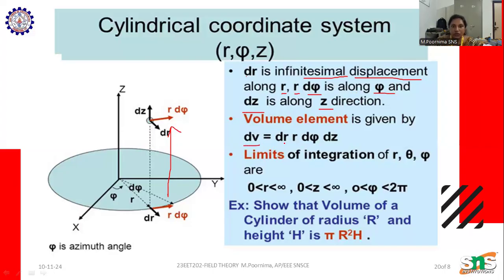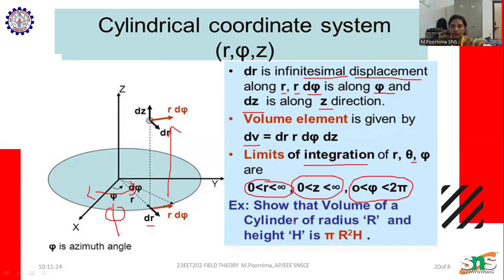dv is the differential volume. It is represented by dr, the differential in radius r, d phi, the differential angle phi, and dz, which is parallel to the z axis. The limits of integration for r, phi, z are: r ranges from 0 to infinity, z is also 0 to infinity, and phi is 0 to 2 pi.